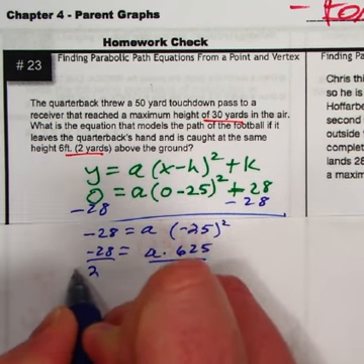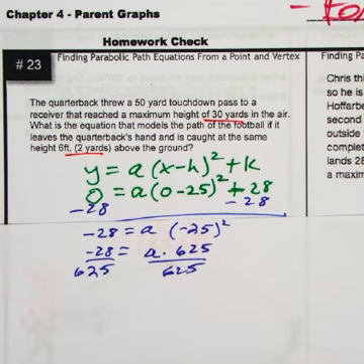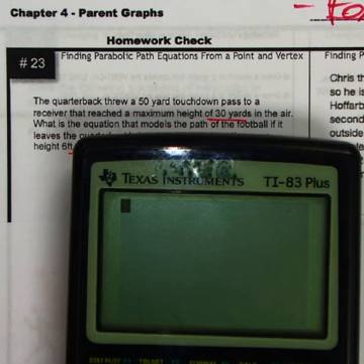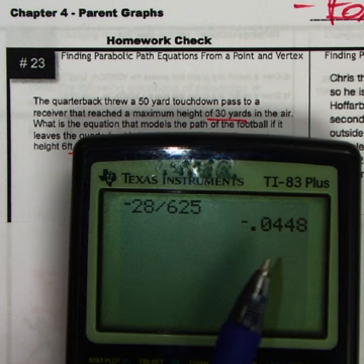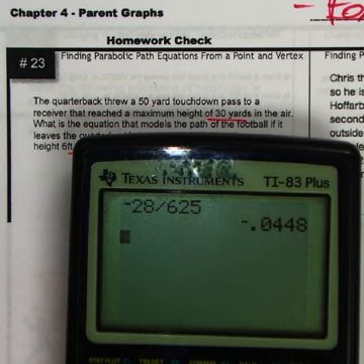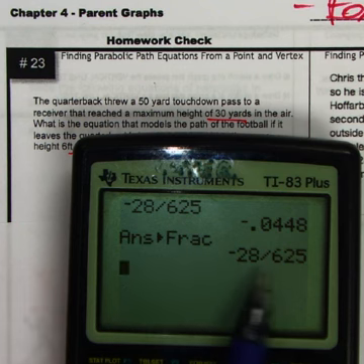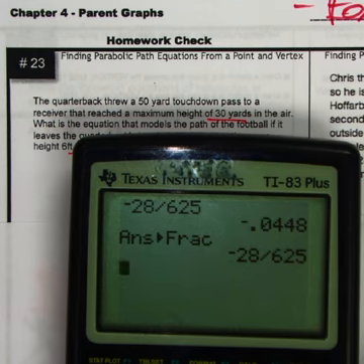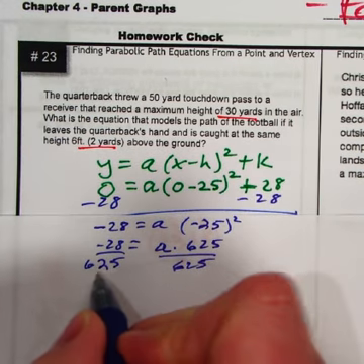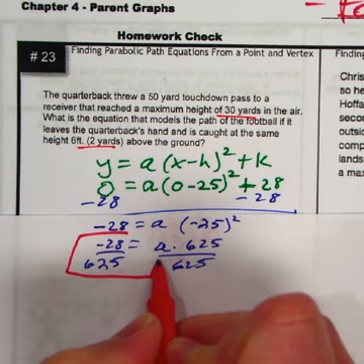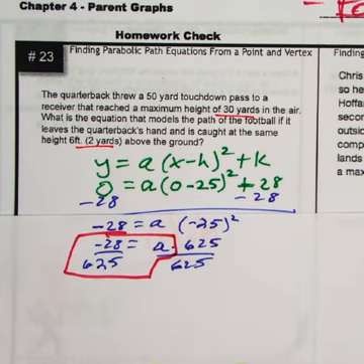One of the things I want to show you guys is that our calculators will reduce the fraction for us. If I put these numbers in my calculator, negative 28 divided by 625, push enter, I get the decimal, and then I go math, enter, enter, because it turns the previous answer into a fraction, and it's going to fully reduce it. Now what's interesting is this one doesn't reduce, so we can just leave it the way it is, as negative 28 625ths. But every other time, it'll reduce a fraction for us if it is reducible. So there's our a value right there.